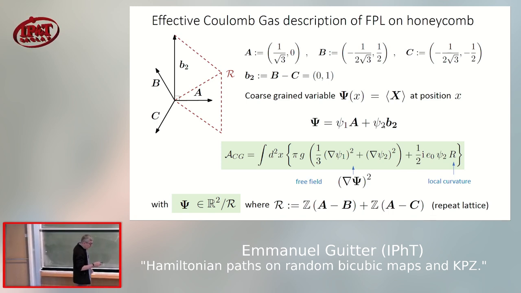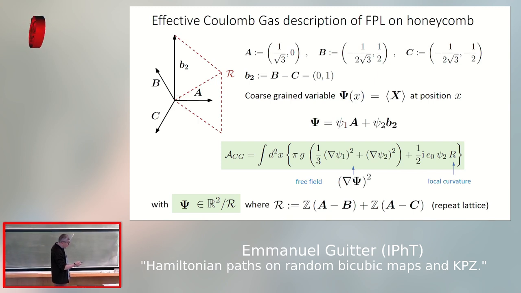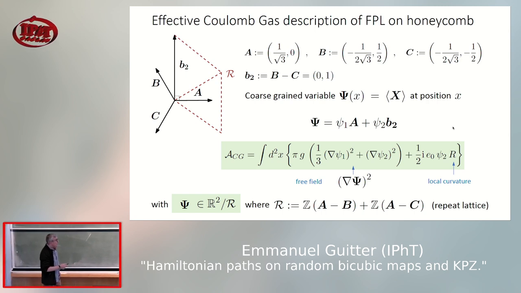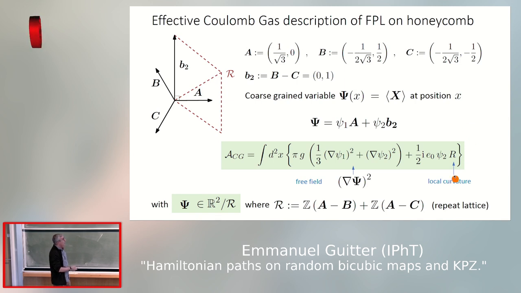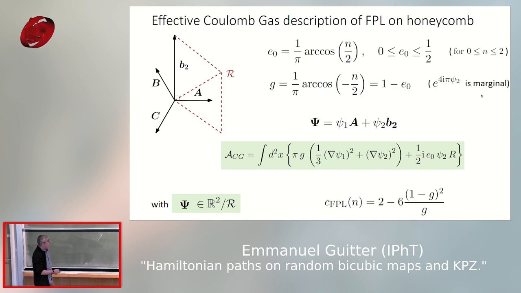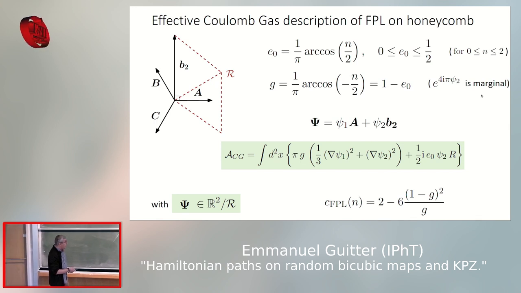Okay, so you have to add this extra coupling with the curvature of your lattice. So imagine you are on a cylinder, for instance, the loops which go around the cylinder won't get the correct weight unless you add this coupling with curvature. So I insist here on the fact that this coupling applies only on the coordinate psi 2, the second coordinate, and not on the first coordinate. And the values of g and e0 can be computed. And the g I told you before is equal to this.